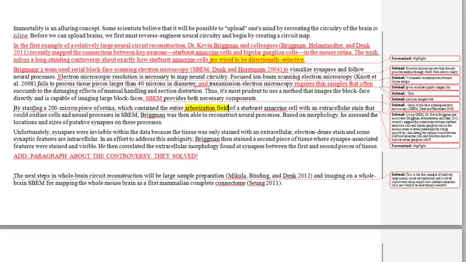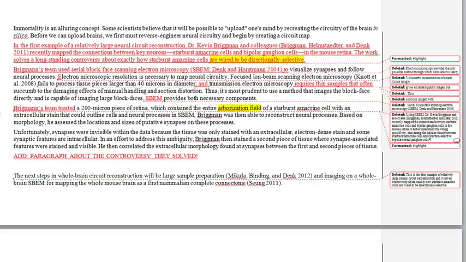This is kind of a long sentence. I'm going to just notice that the author writes by staining with an extracellular stain. I thought maybe we could change that to treating. So I said Brigman's team treated a 200 micron piece of retina.